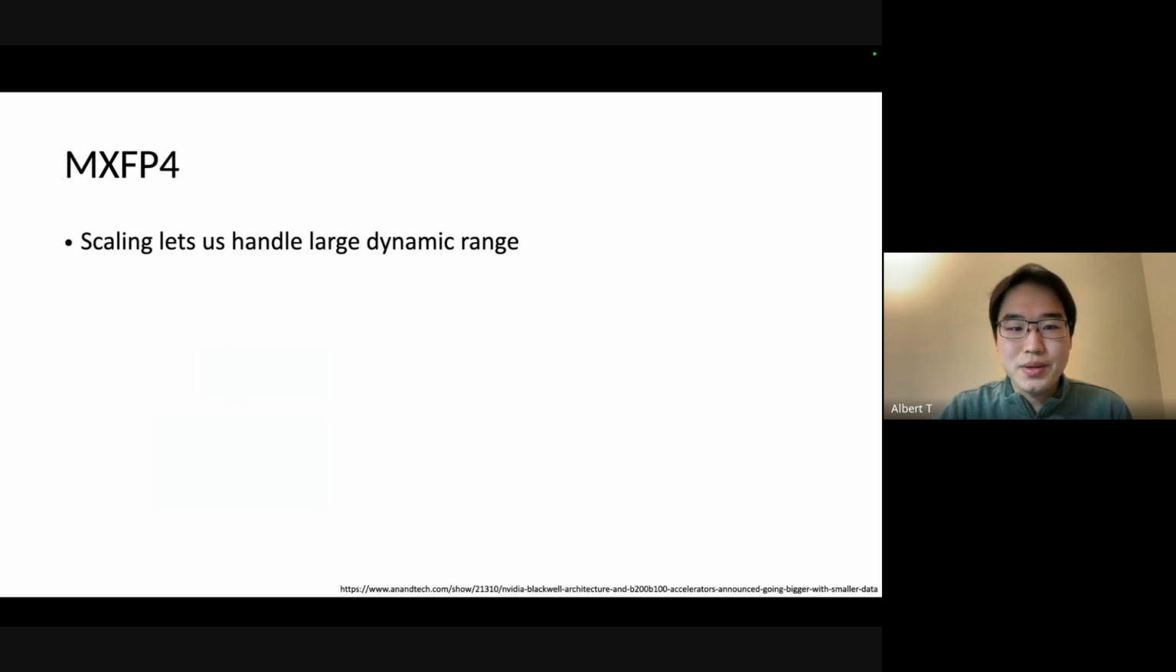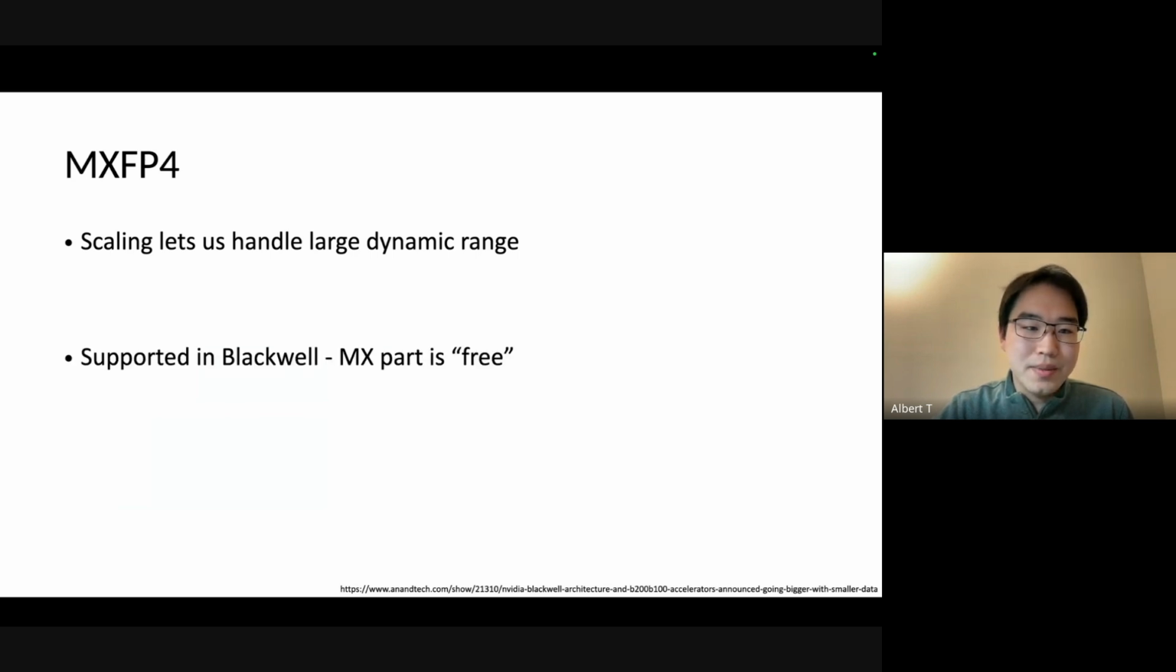So, scaling lets us handle large dynamic range. The caveat is inside a block, if you have an outlier, then you're still going to get poor numerics because the scale of the block is determined by the largest magnitude element. And MX is also supported in hardware basically for free.